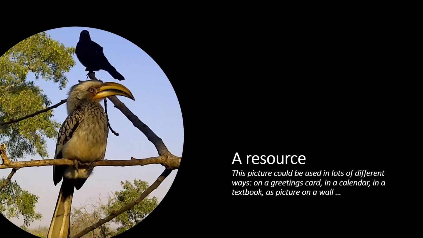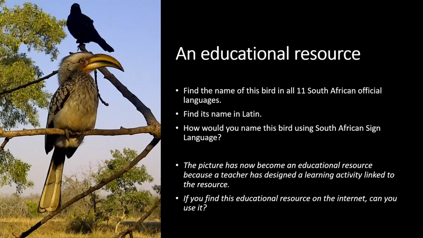Here is an example. Here's a resource. It's a photograph I took on my iPhone in Kruger National Park a few years ago. It's a picture of a yellow-billed hornbill. A picture like this could be used in lots of different ways, on a greetings card, in a calendar, on wrapping paper, and such like. It becomes an educational resource when a teacher develops an activity around it. In a similar vein, for example, a teacher might use a water bottle in a classroom and then use that water bottle to get the learners to think about where does the water come from. Is the bottle recyclable? So teachers every day take everyday resources and make them into educational resources by developing activities.